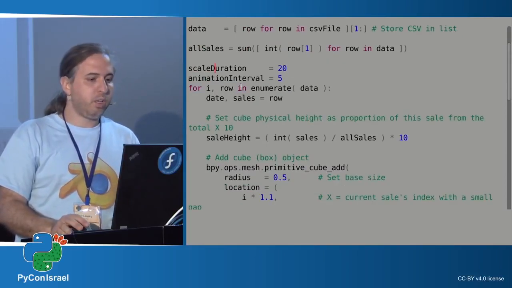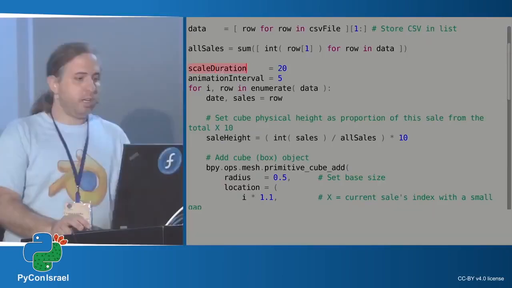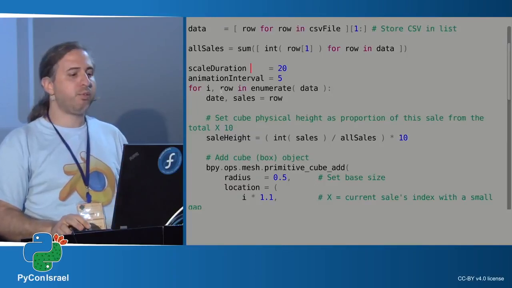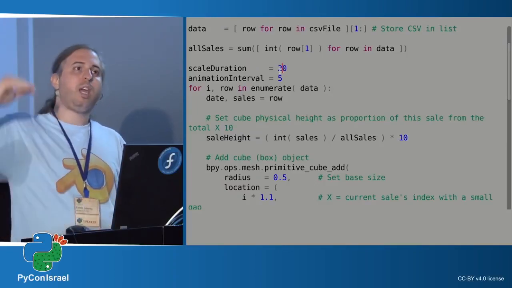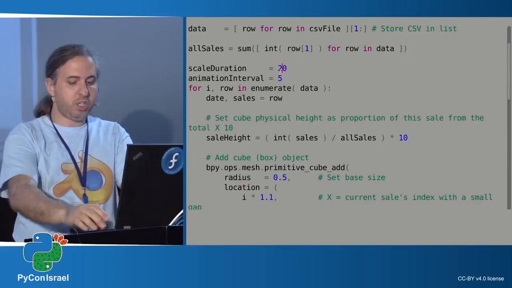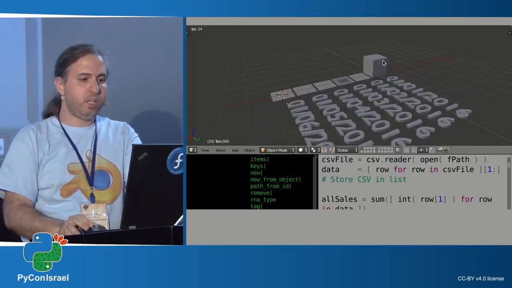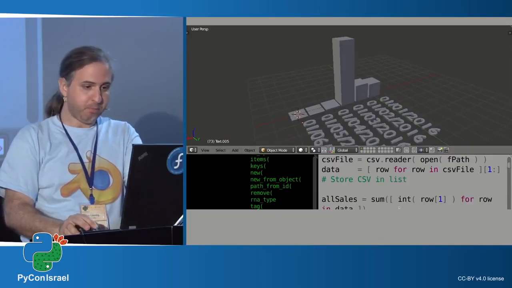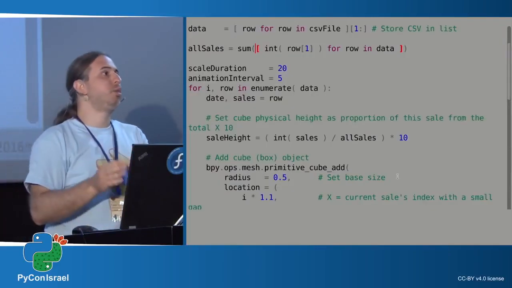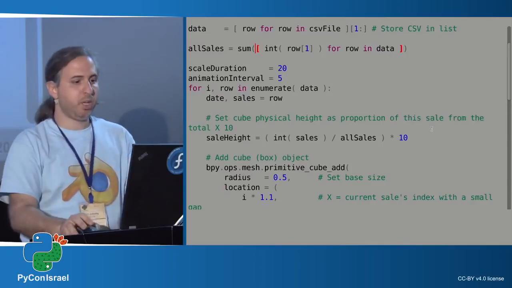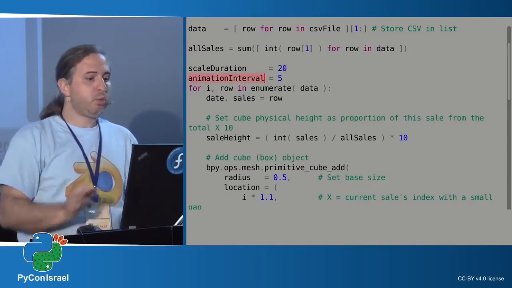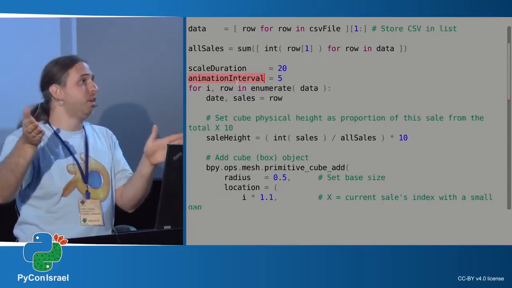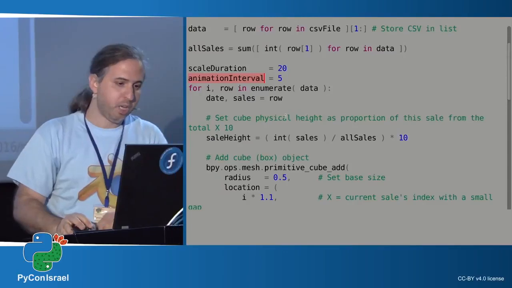Okay, so we have a few little parameters here that control the animation that you just saw. The duration is the number of frames for the scaling operation. Scaling is the change in size that you see here for each one of the bars. It takes 20 frames. That's just the duration, the interval between the start and the end of the animation. And then the interval between animations, so between one bar and then the next bar animating, is 5 frames.